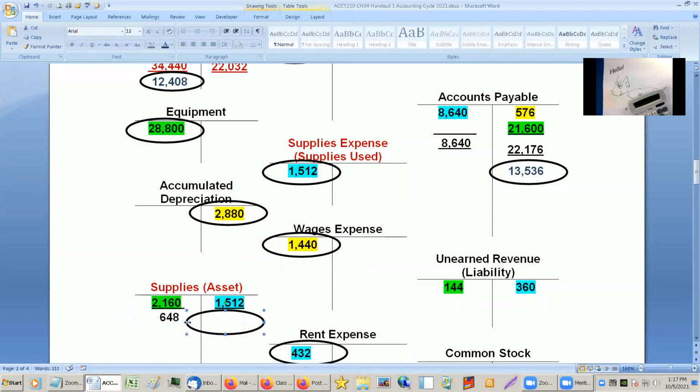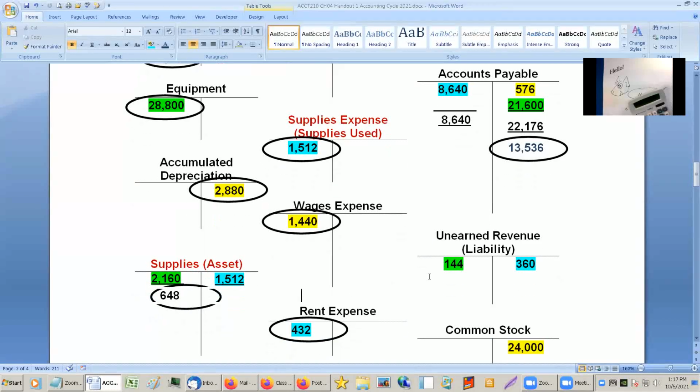Okay, don't touch it. All right, let's see. Unearned revenue. Now we've earned some of that, so how much do we still have left to earn? We still have 360 in the account. We've earned 144 of it. That leaves 216.